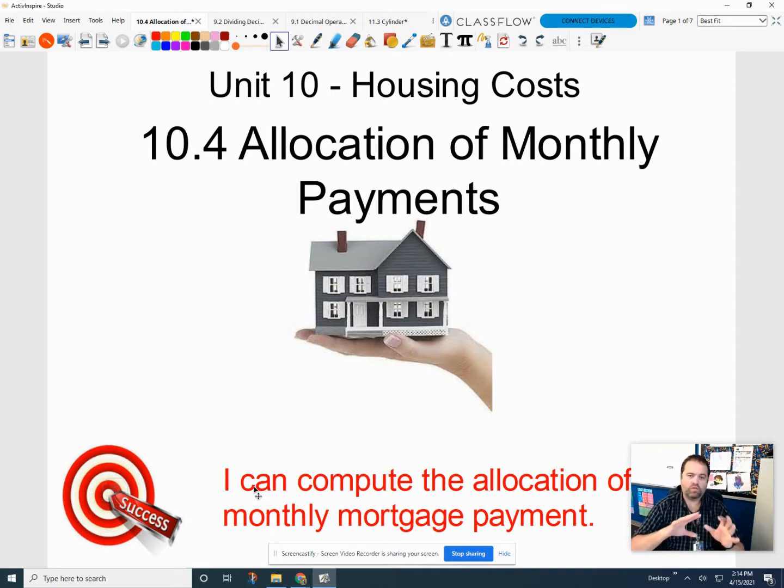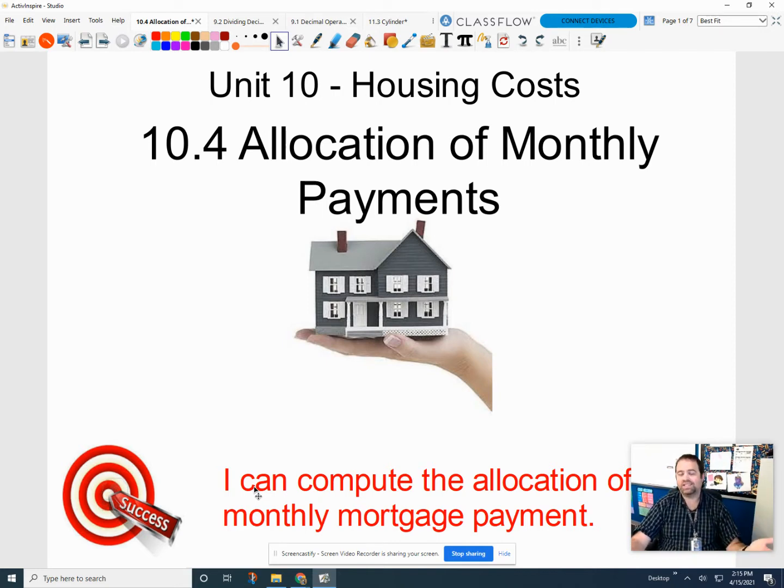Or there's also other things that factor in there, but we're going to focus on just the principal and the interest, how much of your payment goes in each direction. So what we're going to do is calculate how much of our payment goes towards interest. And then if we subtract that off of our payment, the rest of it is how much goes towards the actual loan.